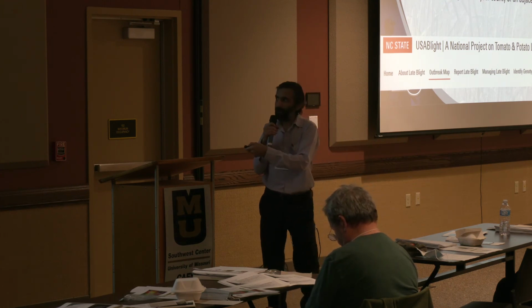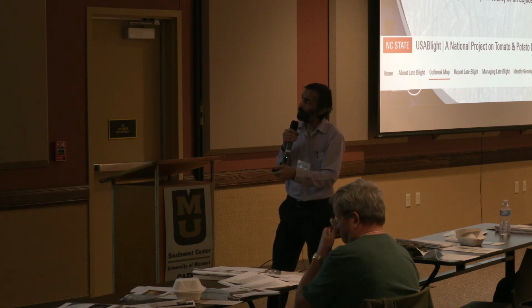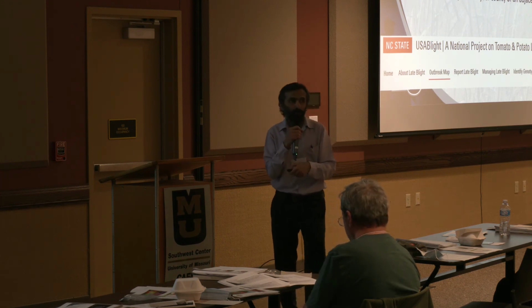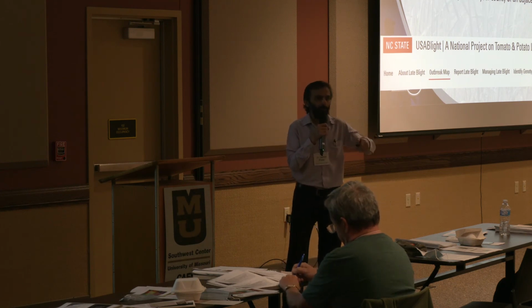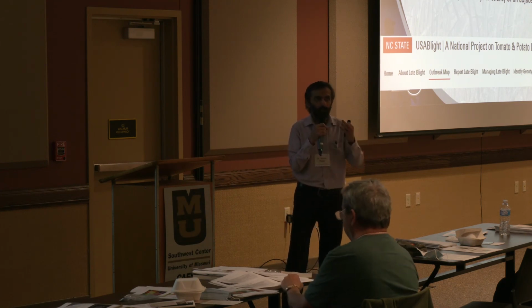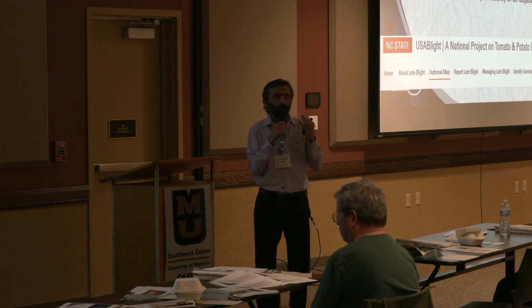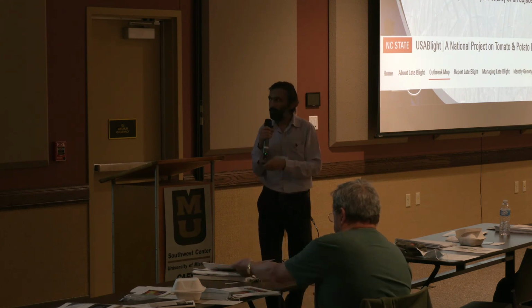So you can track the pathogen movement by going through this website called usablight.org and check on the outbreak map. If you find that this disease is present in your county, then you start applying the fungicide. So that way you do not waste your time, and you do not waste money on applying fungicides. Okay.